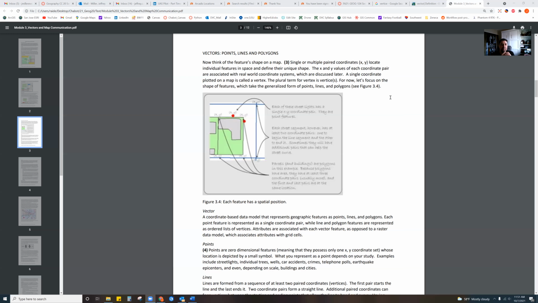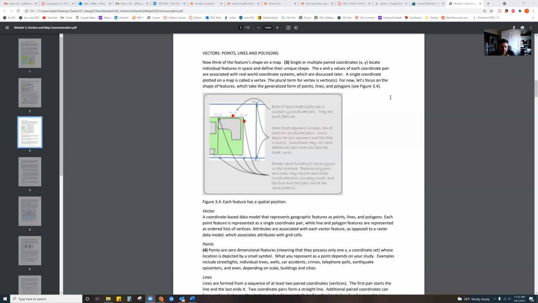And so what I'm trying to get across to you first and foremost is that that coordinate value is extremely important, okay? So in the text here, we have X and a Y, okay? X and Y is just another way of saying longitude, latitude, okay? But yeah, it's a form of positioning features on your map itself, okay? So there's going to be some kind of coordinate value associated with your vector data. So let's see, single or multiple paired coordinates.